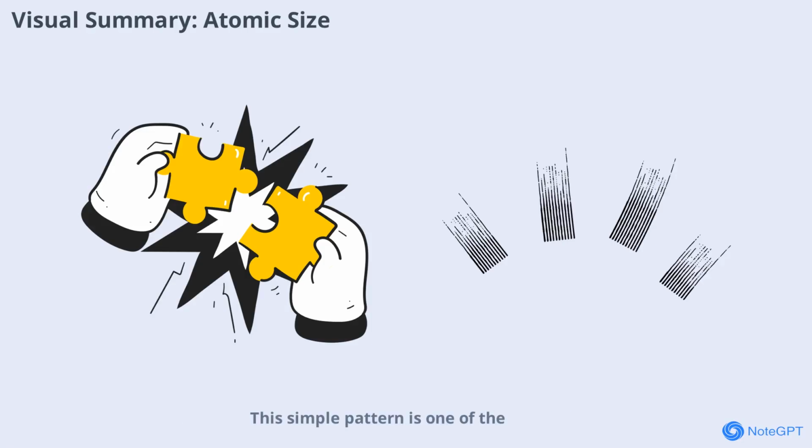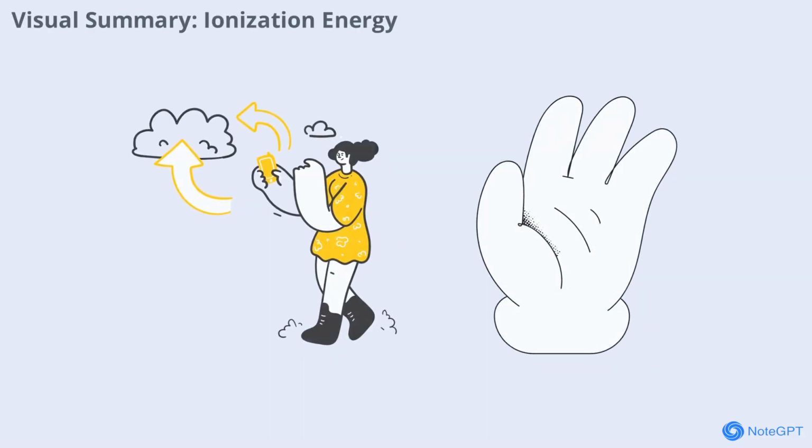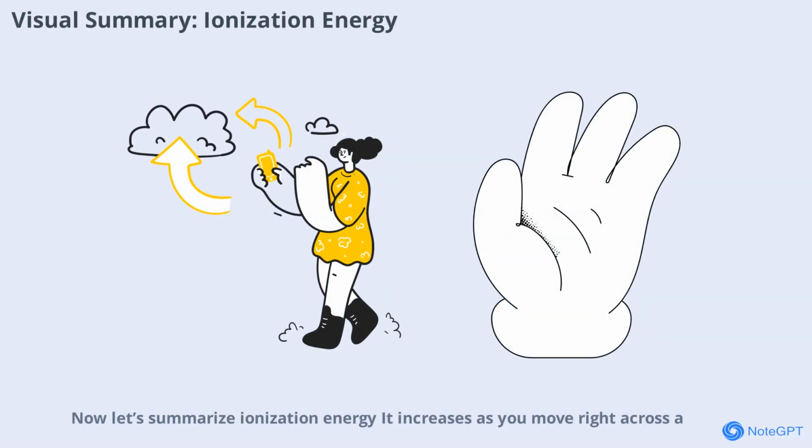This simple pattern is one of the most important takeaways from the periodic table, and it helps explain many chemical behaviors. Now, let's summarize ionization energy. It increases as you move right across a period and decreases as you move down a group. This trend is the opposite of atomic size, and it's just as important for predicting how elements will react.